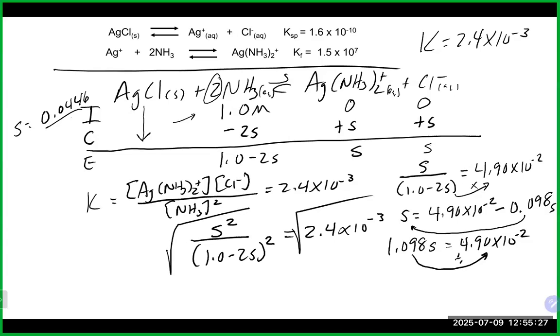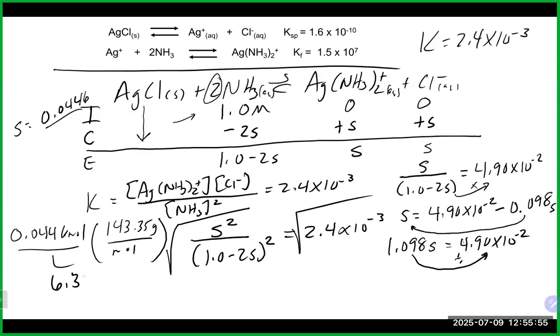So just to give us an idea in terms of grams, if we take the molar mass of silver chloride, that's 107.9 plus 35.45. So if we take that there, 0.0446 moles per liter and multiply it by the molar mass of silver chloride from the periodic table, we will see that we will end up with about 6.3, we'll call it 6.4 grams, 6.4 grams per liter of silver chloride will dissolve in ammonia.